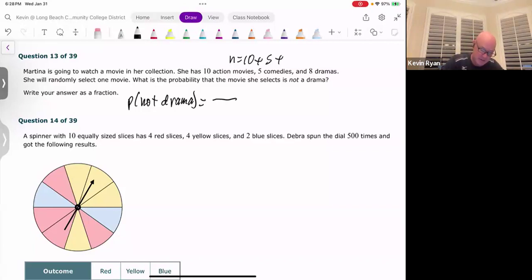Okay, so our denominator is, I didn't finish adding it up. I believe that's 23. And how many of them are not dramas? That's going to be 10 plus the 5. So that's going to be 15 over 23.